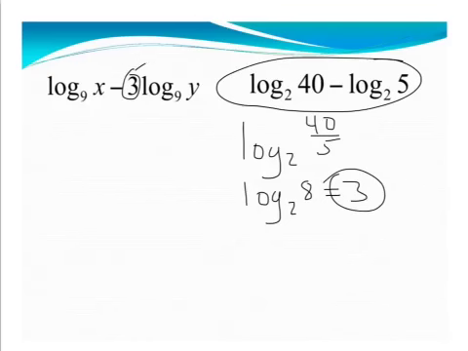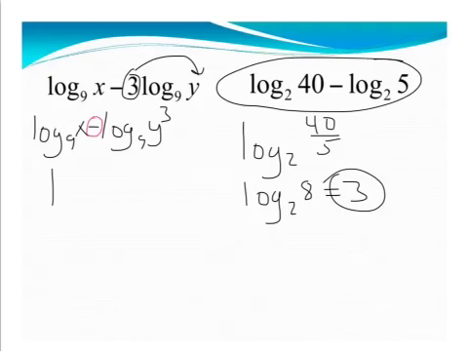I move this 3 up to my exponent. So I have log base 9 of x minus log base 9 of y cubed. And now, because I have the subtraction here, I can make a division when I put it into one log, once I condense it to one log. So I'm going to have log base 9 of x over y cubed. And remember, we can do that because of our quotient property, one of those first couple properties that we learned.